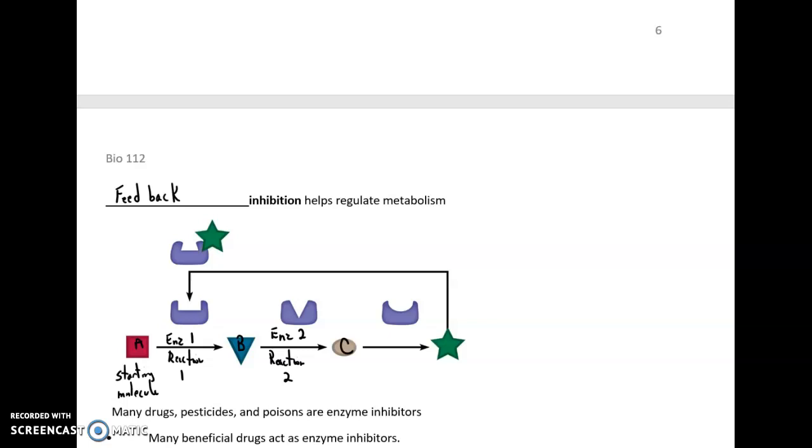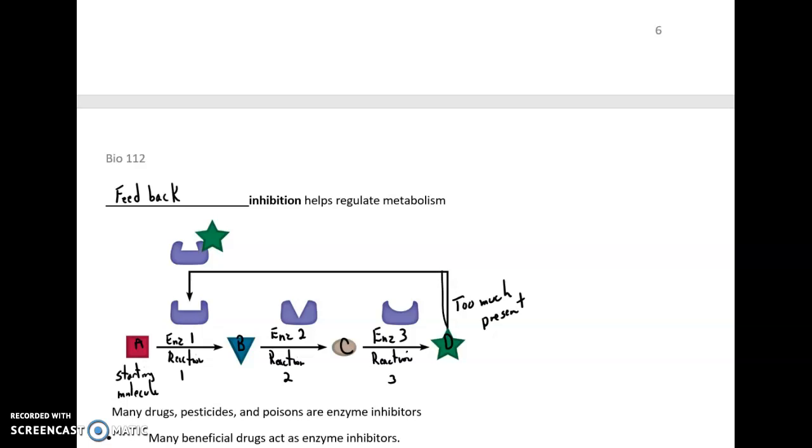Compound C, through reaction 3 and enzyme 3, makes compound D. So this would normally proceed if too much D builds up. If too much D is present, then we don't want to make any more D. So we'd like to shut this pathway down.